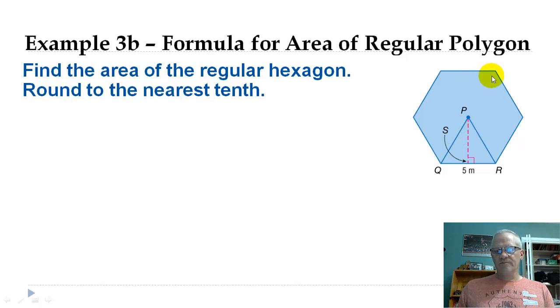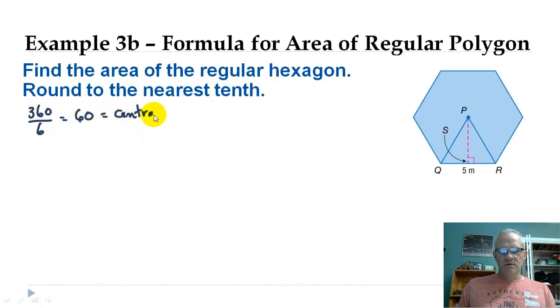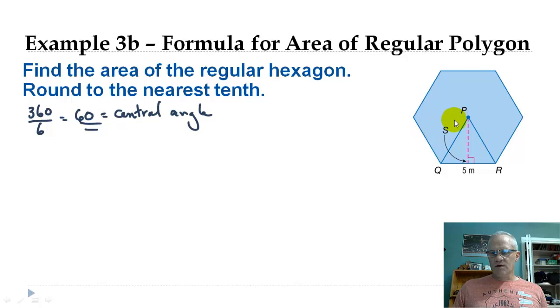Remember, there are 360 degrees total here, so I will divide by the number of sides. 360 degrees divided by the number of sides. And so that's going to be what? 60 degrees. Okay, so this is the central angle, 60 degrees, which is QPR. It's that whole thing.